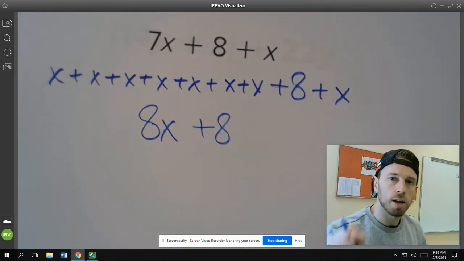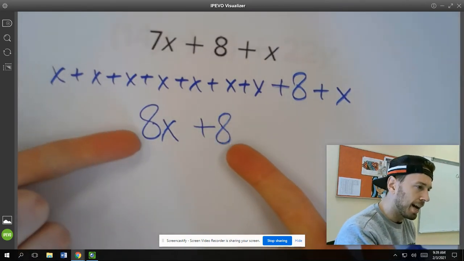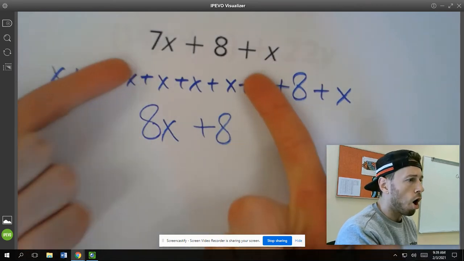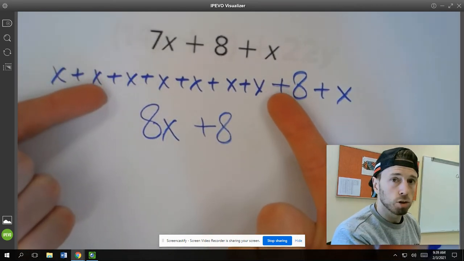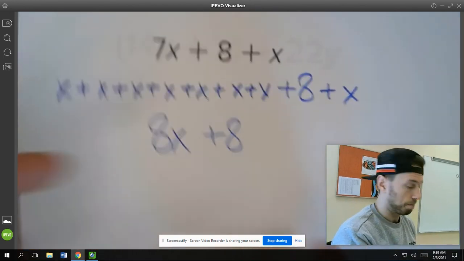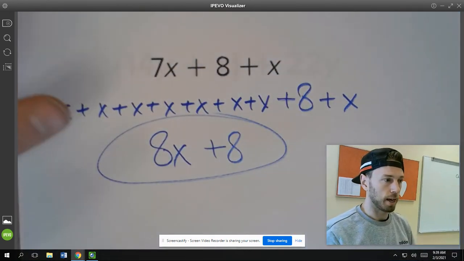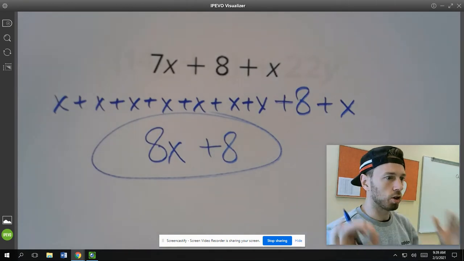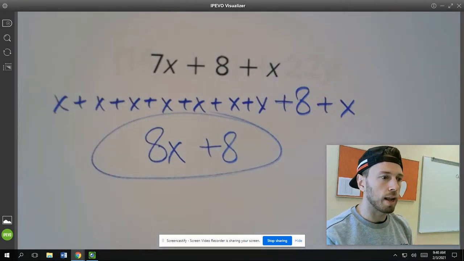And again, this is a huge mistake people will make. They'll try to add 8 and 8 together and make 16x. Are there 16 x's in this problem? Absolutely not. There's 8 x's and a regular 8. So we have 8x plus 8. Done.